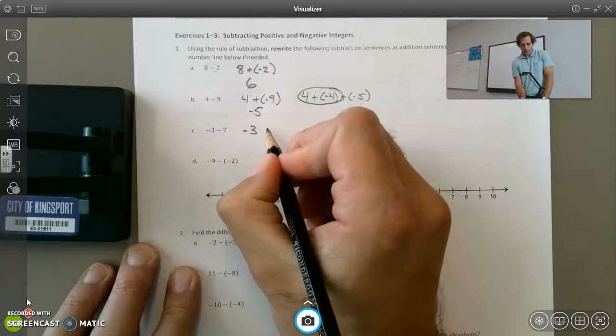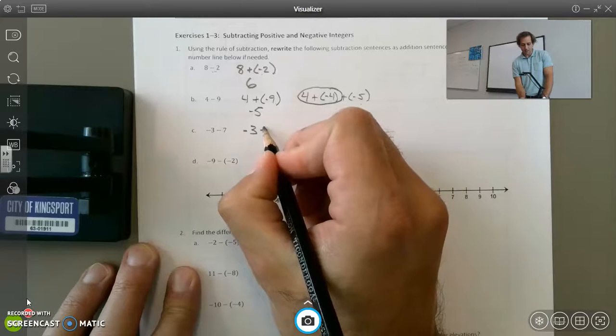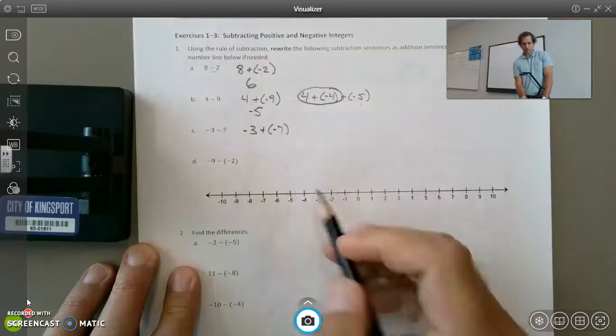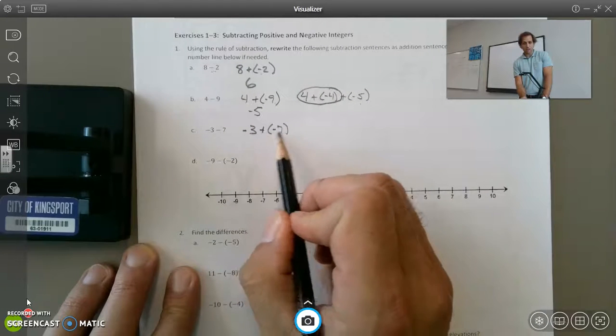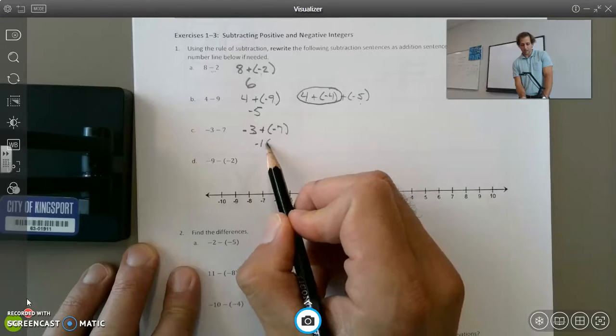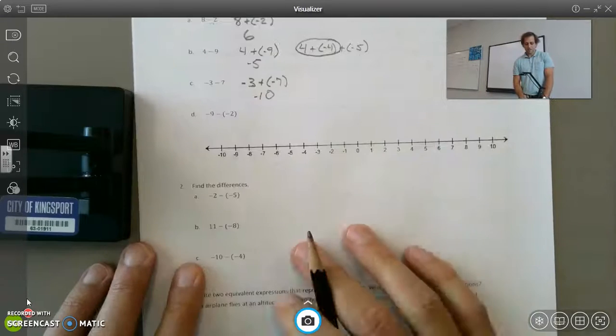Negative 3 minus 7 is negative 3 plus negative 7. And if I think about that, they're both going to the left, so I can add the values together, get negative 10.